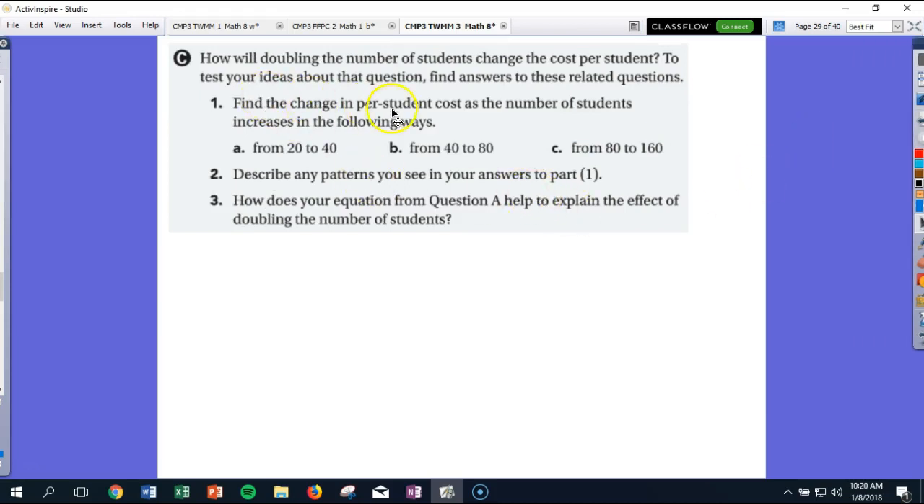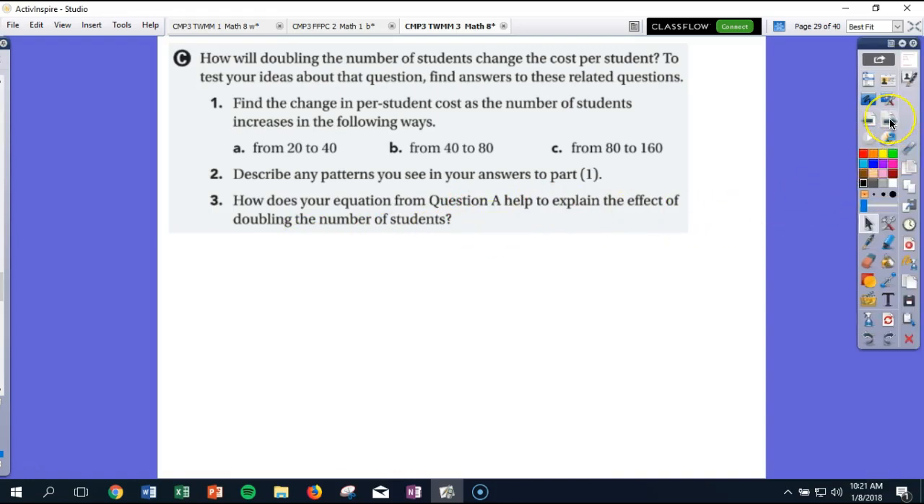Finally, C, how will doubling the number of students change the cost per student? If we went from 10 to 20, or from 50 to 100, or 100 to 200, how will doubling the number of students change the cost per student? And test your ideas about that question. Find answers to these related questions. Find the change in per student cost, doubling from 20 to 40, 40 to 80, 80 to 160. Describe any patterns you see. And how does our equation from question A help to explain the effect of doubling the number of students? So tie it all together there.